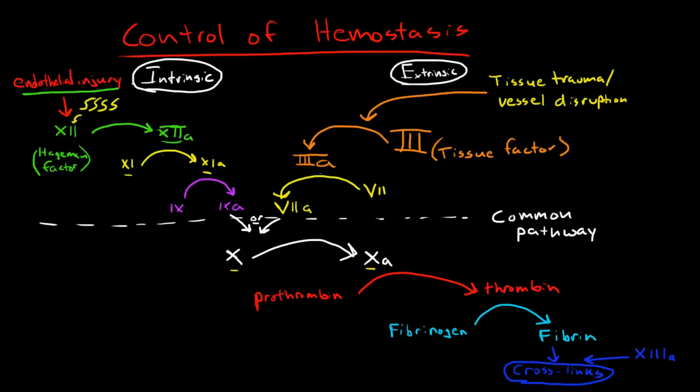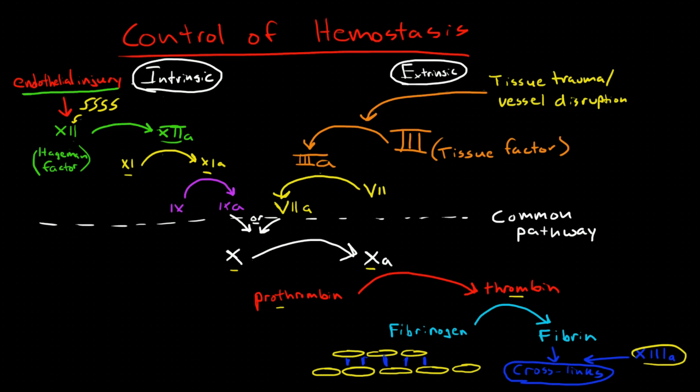and factor 10A causes prothrombin to become thrombin, and thrombin is a proteolytic enzyme that breaks down fibrinogen into fibrin, and fibrin is long-stranded proteins that are able to actively bind together to form a polymer. Then the polymer is connected together by cross bridges due to activated factor 13A. So we end up with these cross bridges here, and that is our clot.